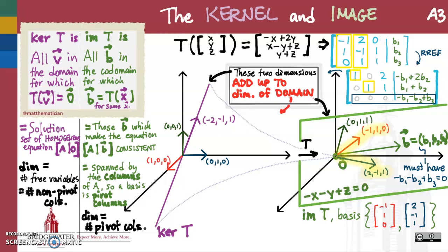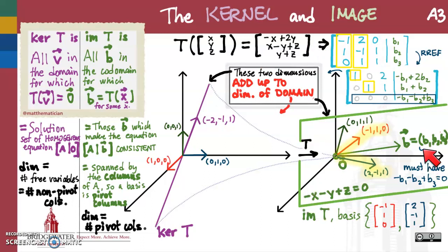So the kernel and the image of a linear transformation tell us a lot about the algebraic properties of that transformation. And this video gave us an overview about how to find each one of these things, the kernel and the image, as subspaces respectively of the domain and of the codomain. For the kernel, we just have to solve the homogeneous equation and find a basis for its solution set. That basis of the solution set for the homogeneous equation gives me a basis for the kernel of T. The dimension, the number of vectors in that basis, is going to be the same as the number of non-pivot columns in my matrix. In this example, that was 1.